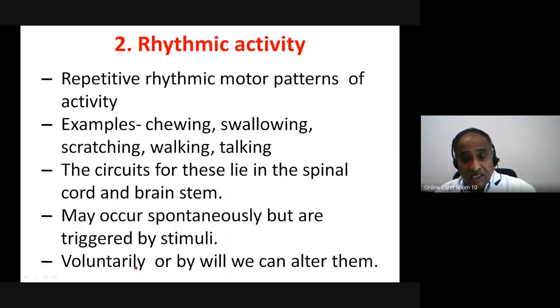So by voluntary wish or will, we can stop or start them or hasten them or slow them. You have a voluntary control over the rhythmic activity. Suppose if I am talking, I can talk slow, I can increase the voice, I can just give a pause. So all these things are examples of the voluntary control over my speech. So that is what the rhythmic activity is.